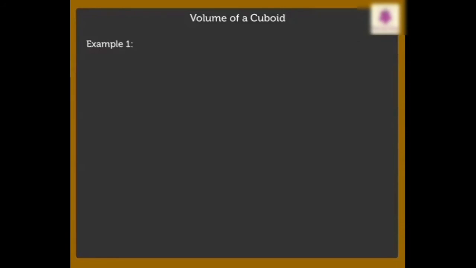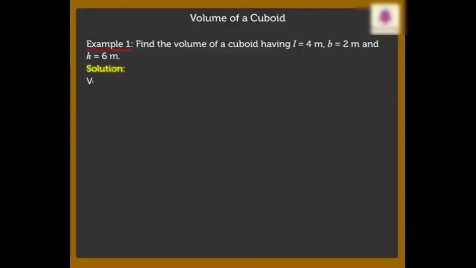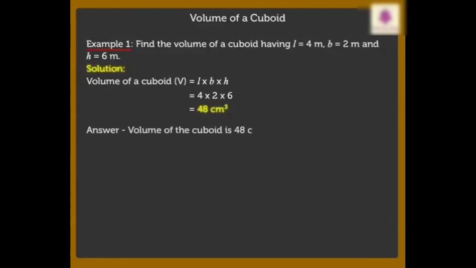Let us solve an example. Find the volume of a cuboid having length 4 meters, breadth 2 meters and height 6 meters. Volume of a cuboid is equal to length into breadth into height, which is equal to 4 into 2 into 6, which is equal to 48 cubic centimeters. Thus, the volume of the given cuboid is 48 cubic centimeters.